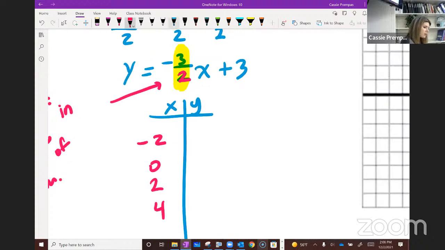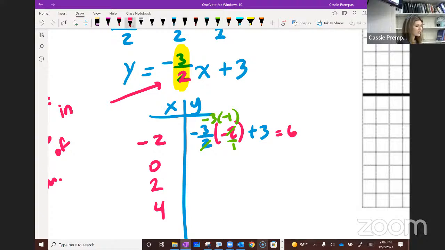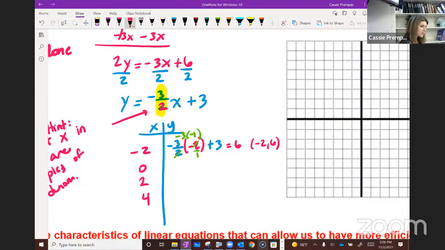So we'll go ahead and plug that in, and I have negative 3/2 times my x value, which is -2, plus 3. I'll put -2 over 1 because I know to multiply a fraction by a whole number, I need to do that, and then I can reduce. 2 goes into itself one time. What is -3 times -1? What's +3? What's 3 plus 3? 6. So I have the ordered pair -2, 6. It's all good. And so we go to -2, up 1, 2, 3, 4, 5, 6.